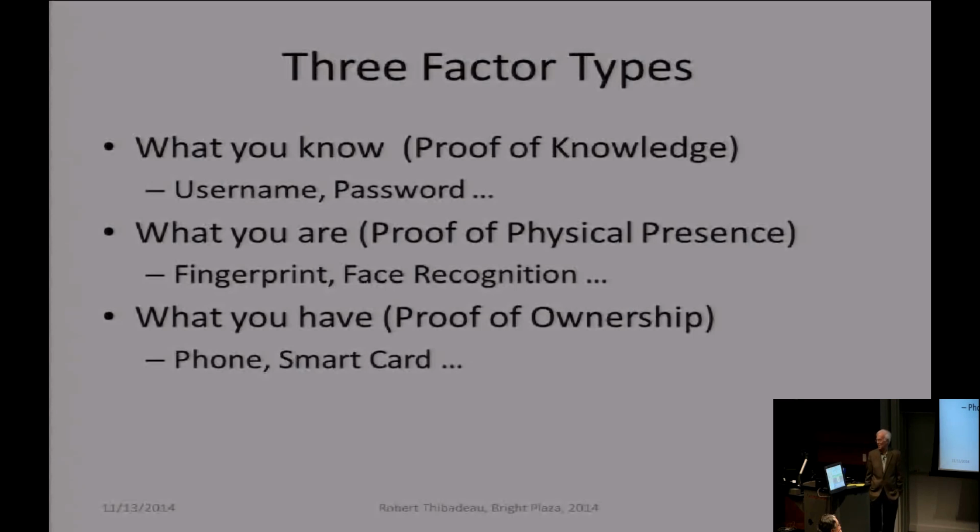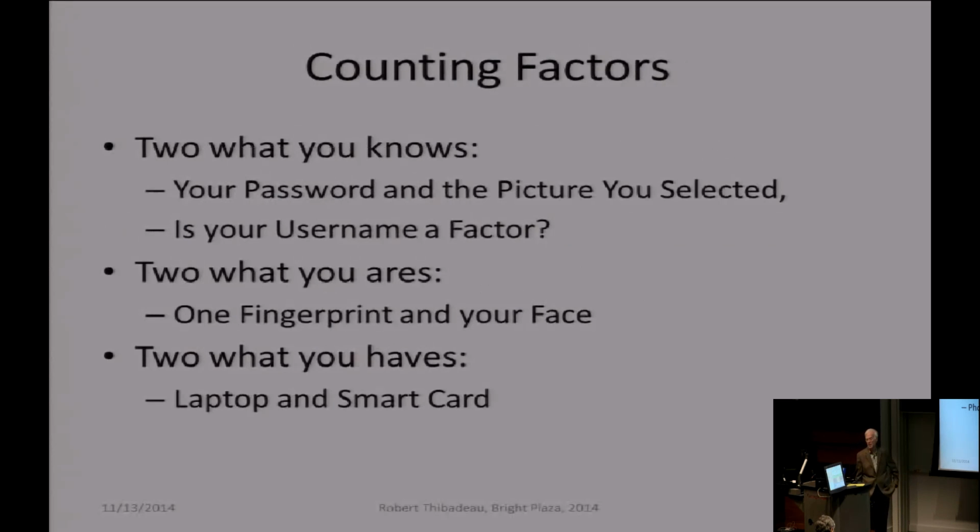So as everybody, or most everybody here knows, there are three factor types in user authentication. There's the what you know, the proof of knowledge, what you are, the proof of physical presence, and what you have, proof of ownership. And generally speaking, when people learn about user authentication, they say these are the three factor types. Most people don't mention it, but in the what you know space, a username is something that you're typically expected to know, okay, to log in. What you are, fingerprint and face recognition, and what you have, proof of ownership, and so forth and so on.